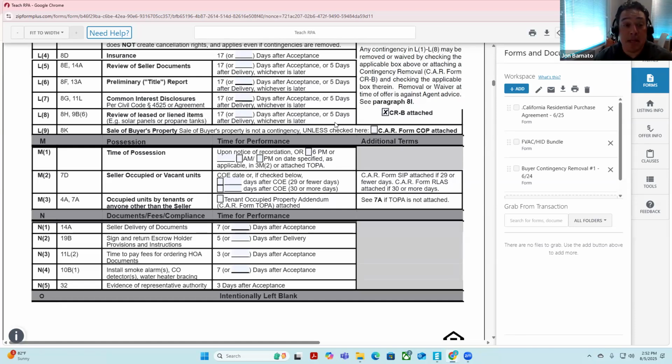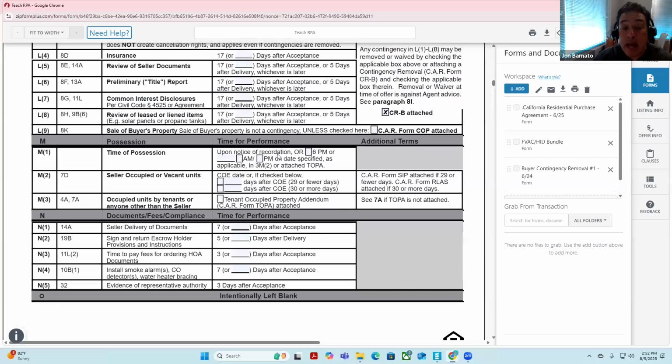Leased or liened items. What are common leased or liened items that you see on houses? Security systems, solar, propane tanks sometimes, right? They're on propane. So just FYI, you need to have those docs. Part of the seller disclosures is giving them the contracts of those docs and telling them how to assume those leases. Make sense?